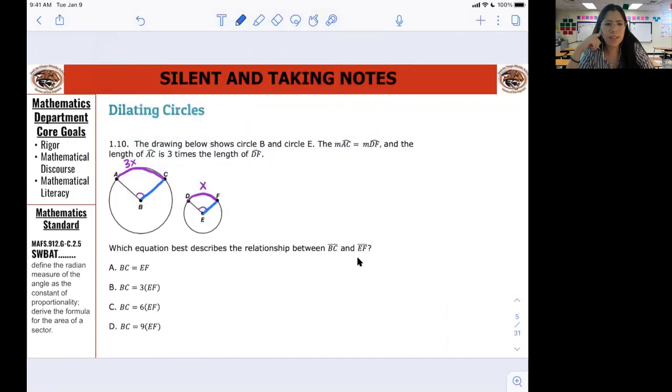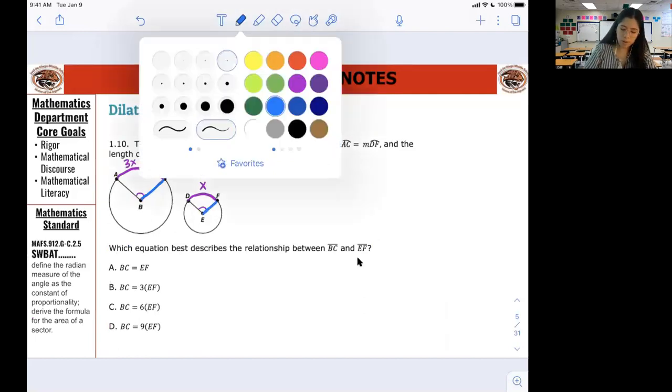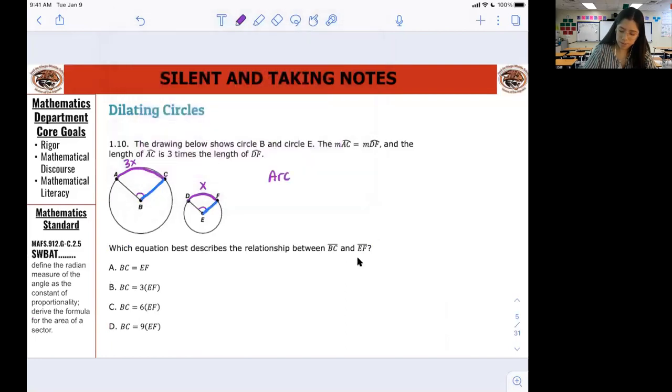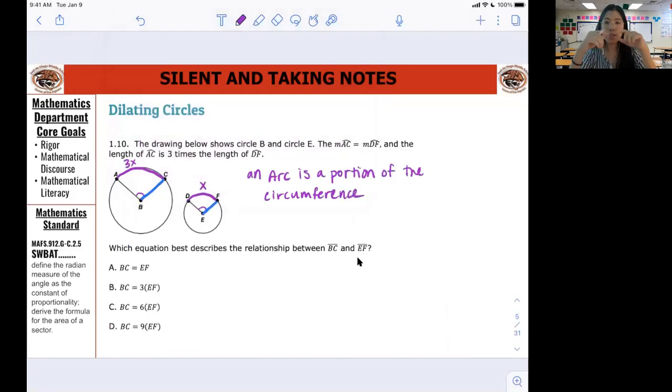Okay, so let's think about it, because an arc is a part of what? Is a portion of the what? Circumference. Of the circumference. An arc is like the crust of a slice of pizza, but the crust of a slice of pizza would be part of the crust of the whole pizza. So an arc is just a portion of the whole circumference. So what do you guys think, what is going to be the scale factor?